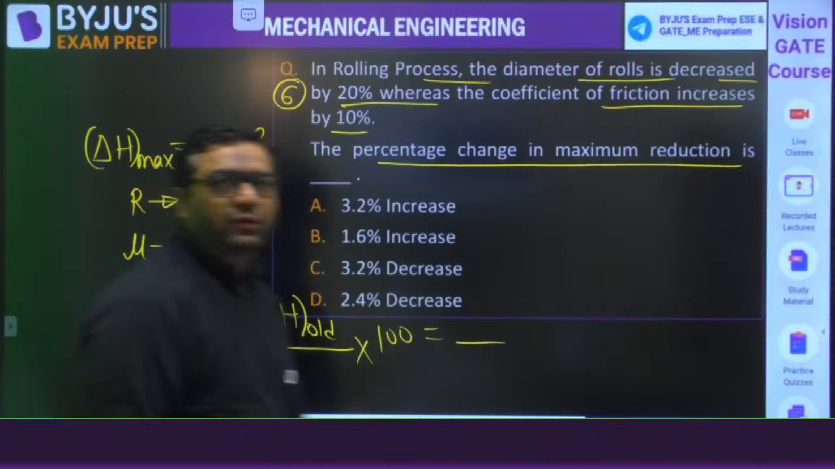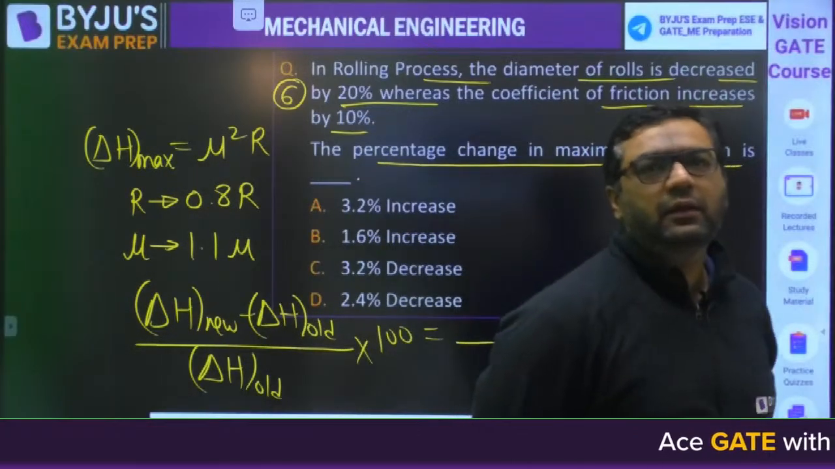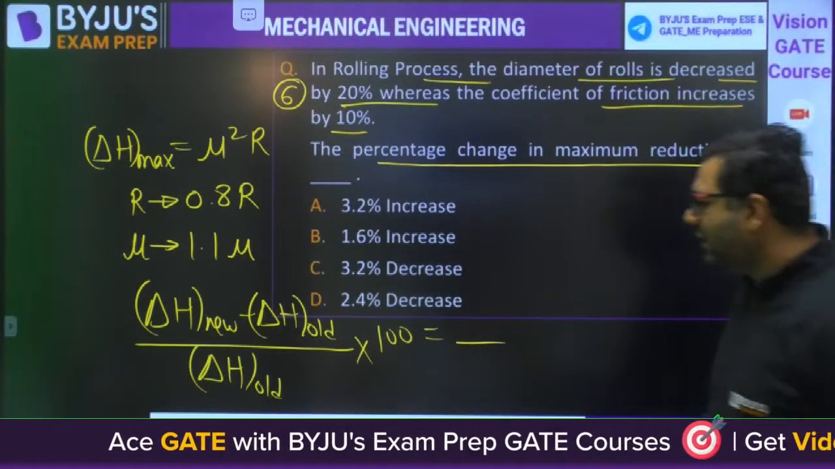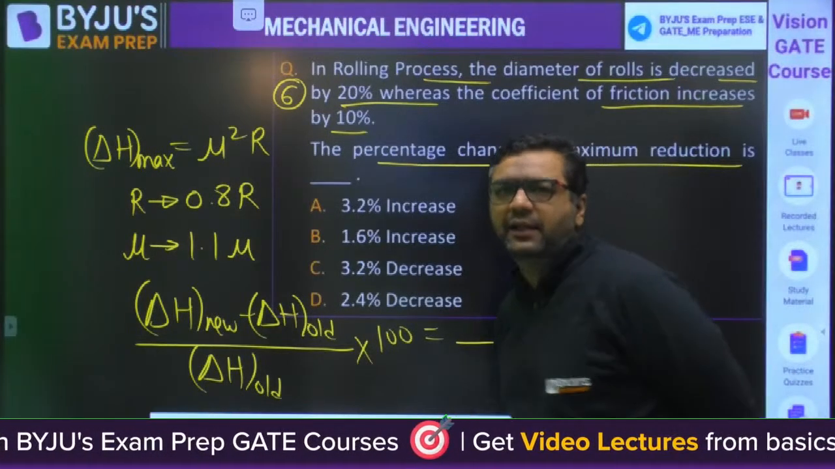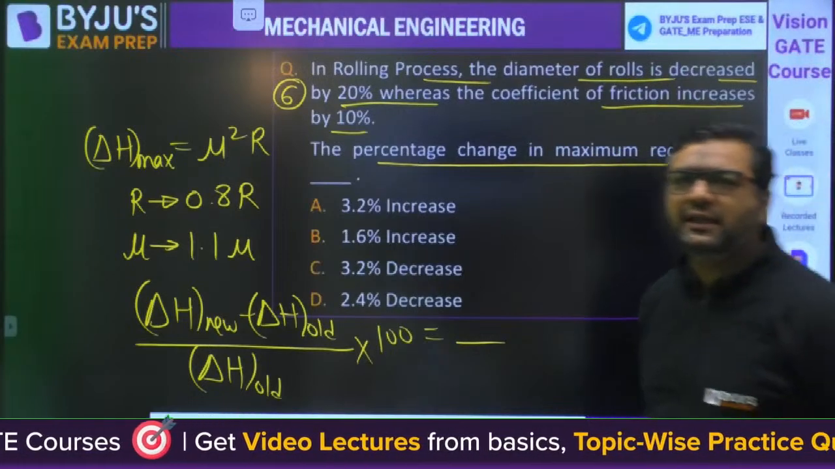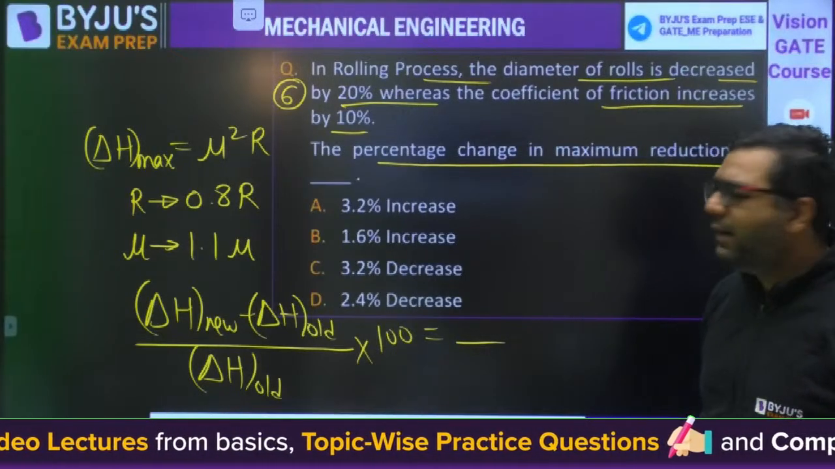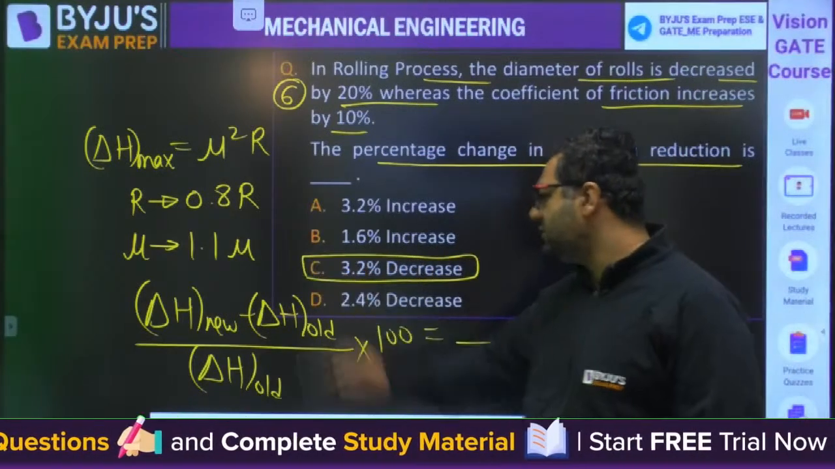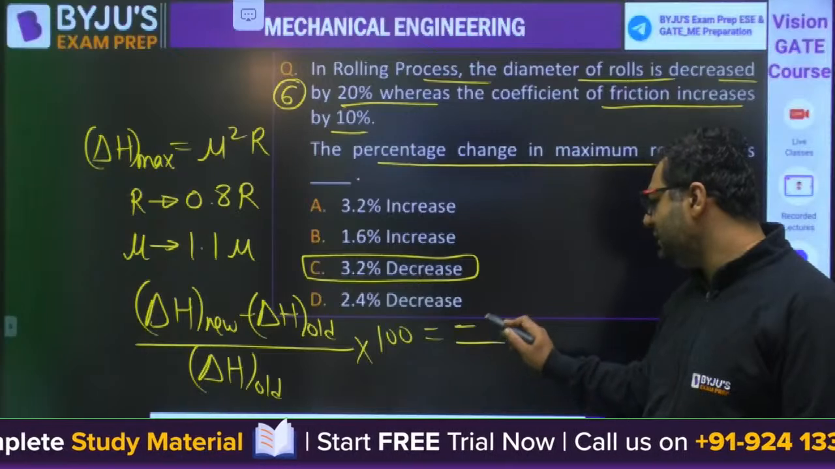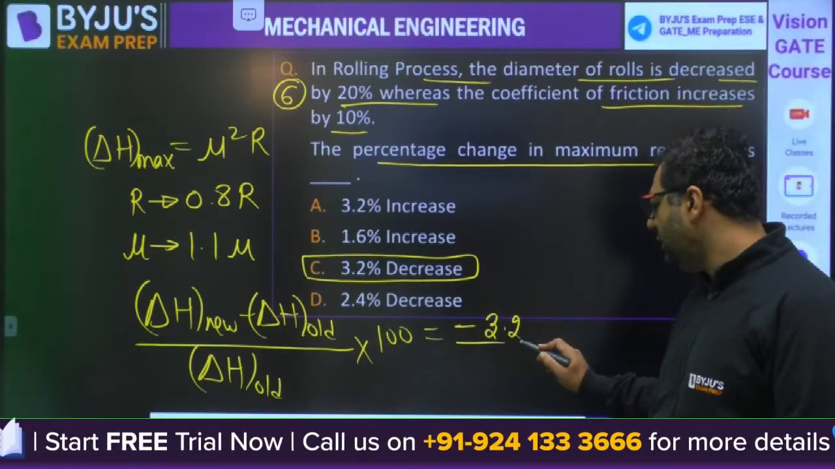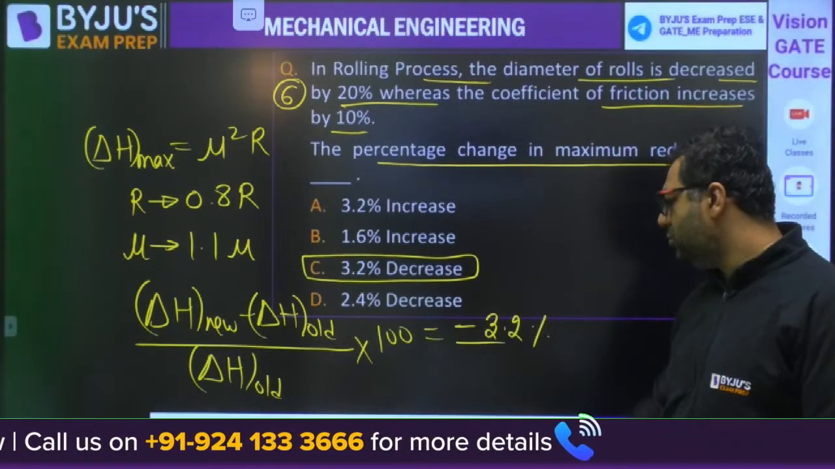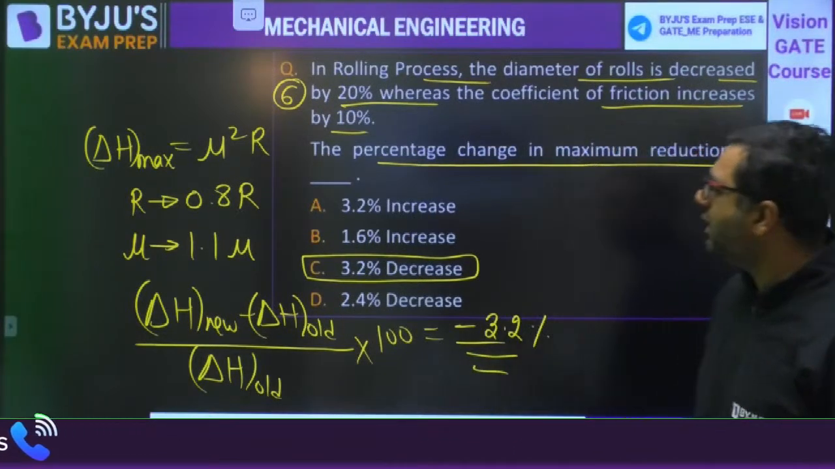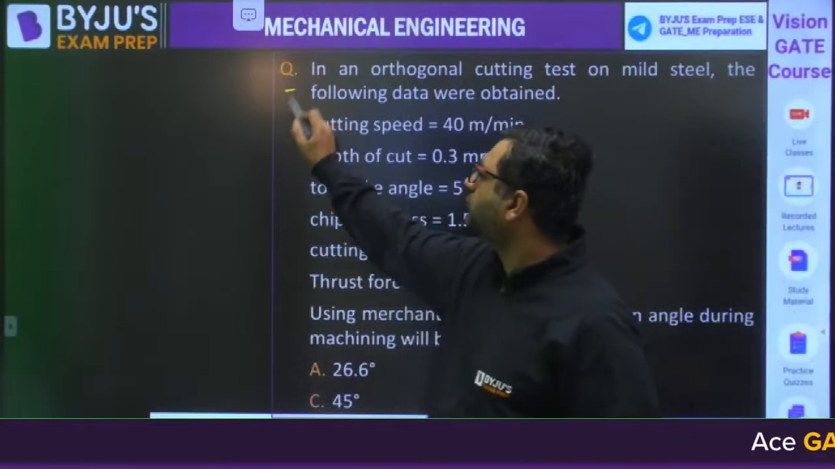By looking at the options, okay, very good. Rohan is saying the answer is C. If you get a negative value, it means a decrease. If you get a positive value, it means an increase. So Rohan and Papa Ka Ghoda have given the right answer. C is correct, 3.2% decrease, because you will get minus 3.2%. So minus means decrease. Very good, Tushar. Moving to question number 7, guys.